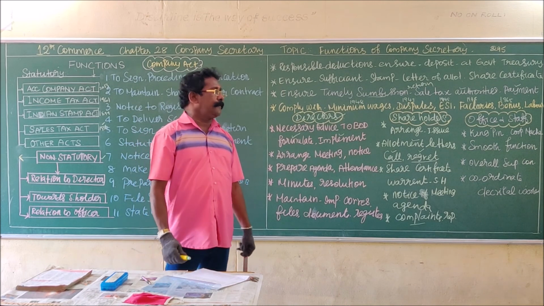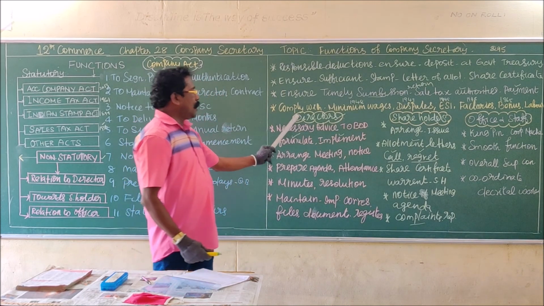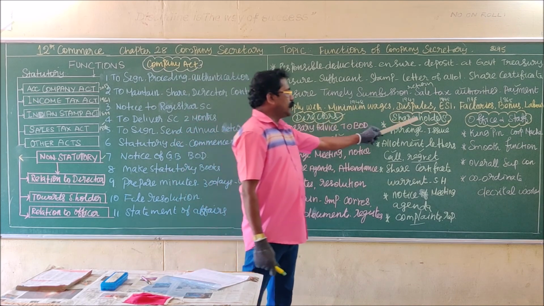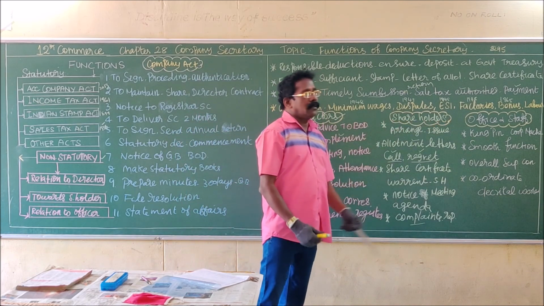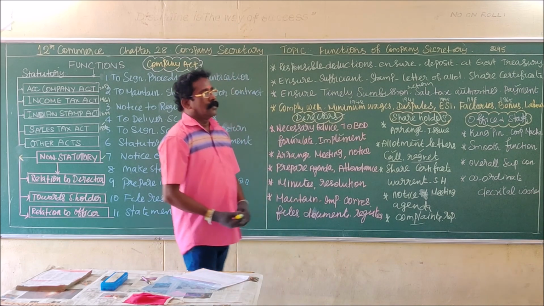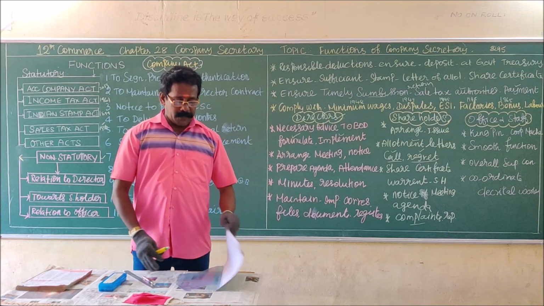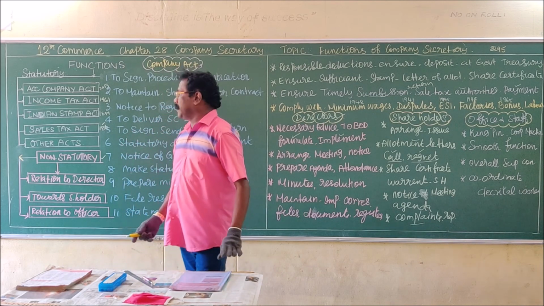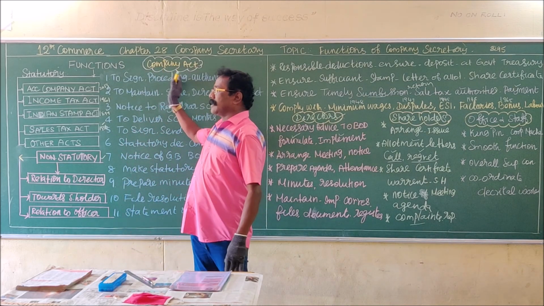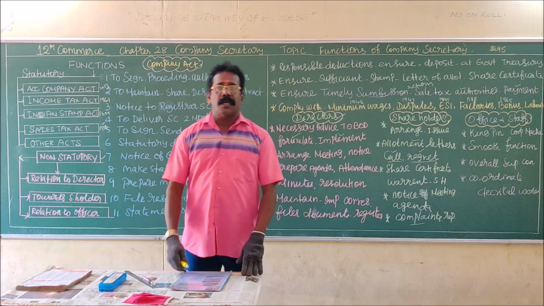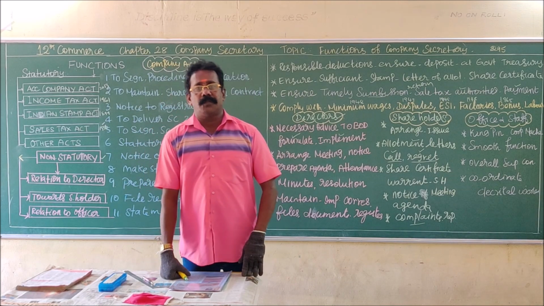So these are the non-statutory functions: in relation to the directors, in relation to the shareholders, and in relation to staff or office. This is a very important question. You have to prepare well and mention the important acts without any mistake. So the functions of the company secretary are majorly classified into two types, namely statutory functions and non-statutory functions.